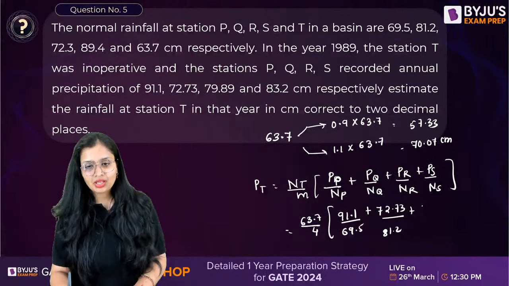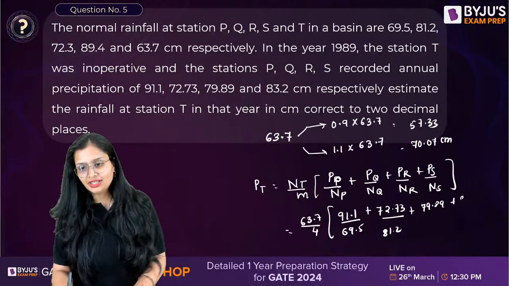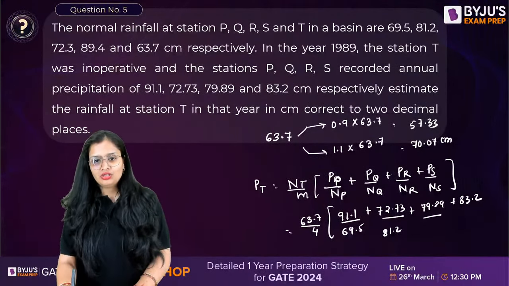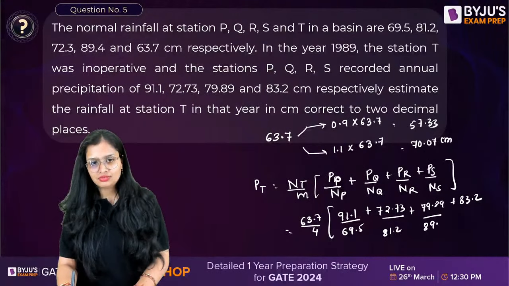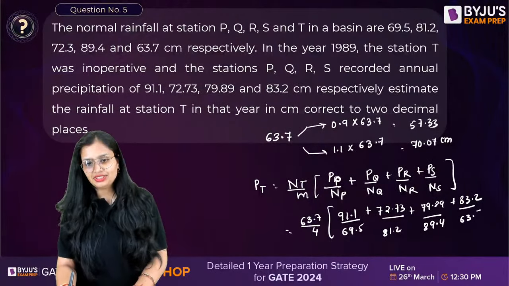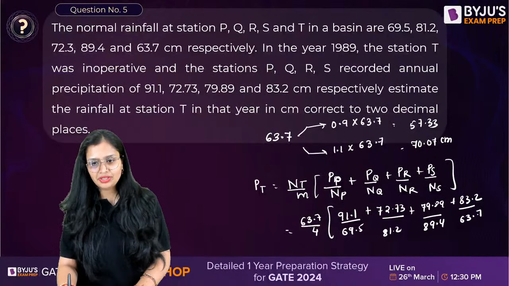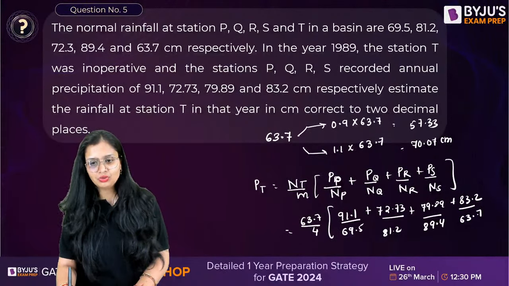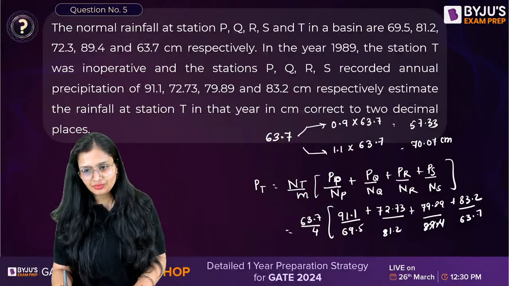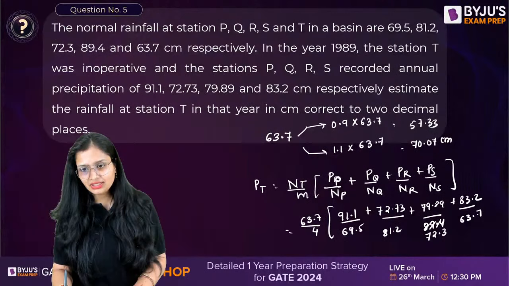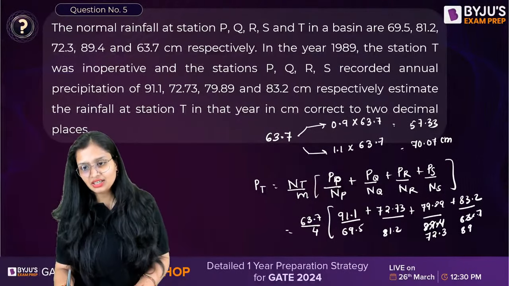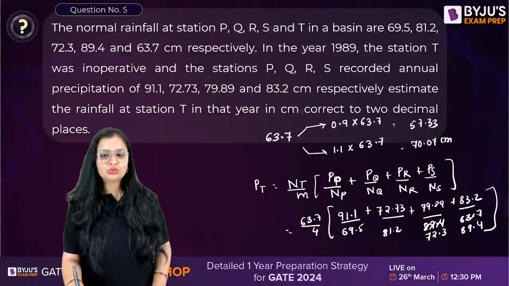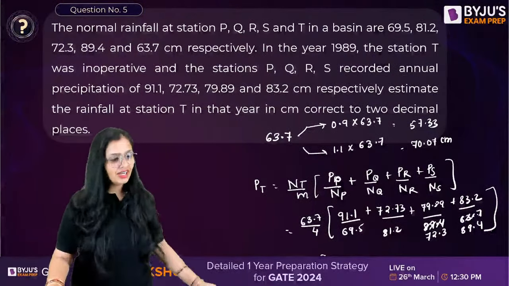Okay. PQ 79.89, 83.2. 63.7. Some data I missed. 69.4, 81.2, 89.7, 72.3. This was 72.3. See, I told you, on substituting data, it might create an issue. That is the reason, verify it and do it.